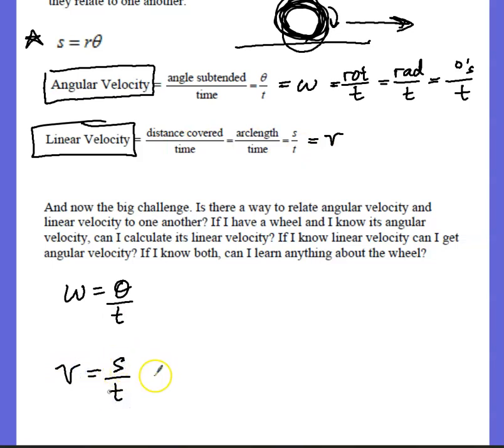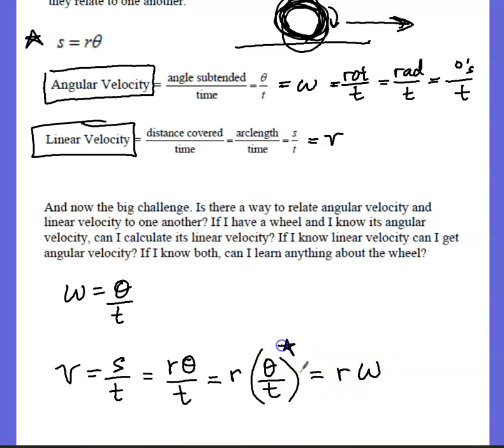Well, we know that arc length could be replaced with R theta. Remember, this only works if it's radians because you're doing radians times radius length. So I could replace that. And then check this out, guys. If I bring that R out front, what is theta over T? Your angle over T? Yeah, it's angular. So if we take our angular velocity, now remember, to be able to do this, it has to be in radians per time. But if we take our angular velocity in radians per time times the radius, boom, we get the linear velocity.